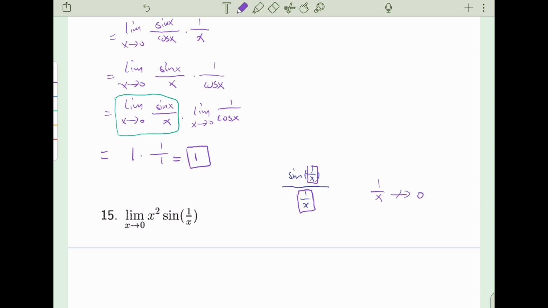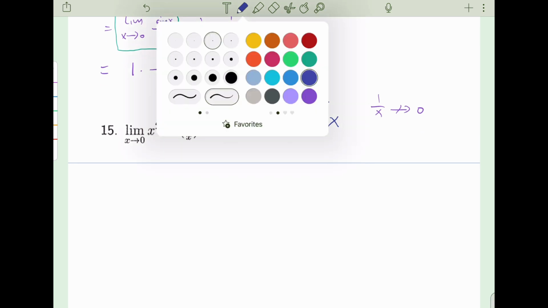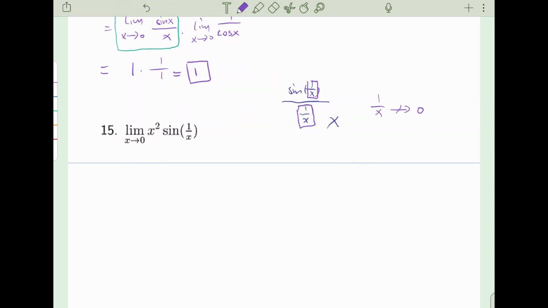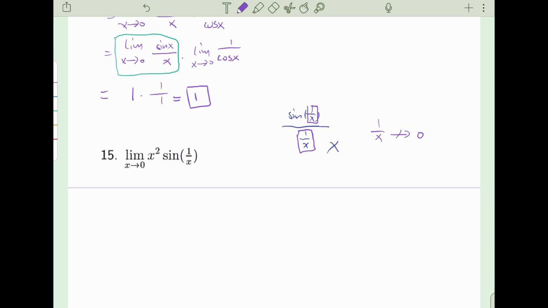So this technique will not help us to solve the question. So it's the wrong way to try. Just realize this. So what we do now is we make use of something called the squeeze theorem. That is the way to go.